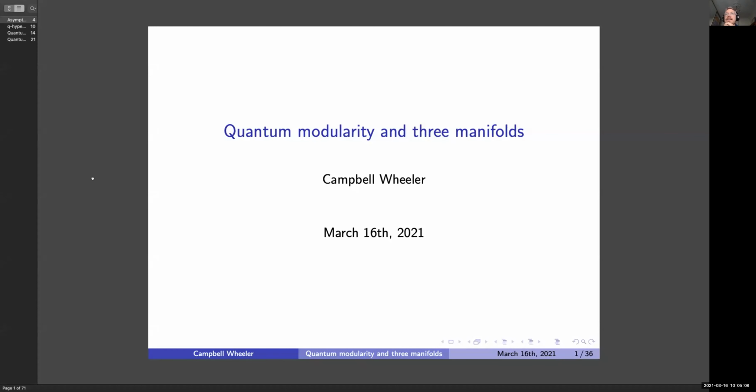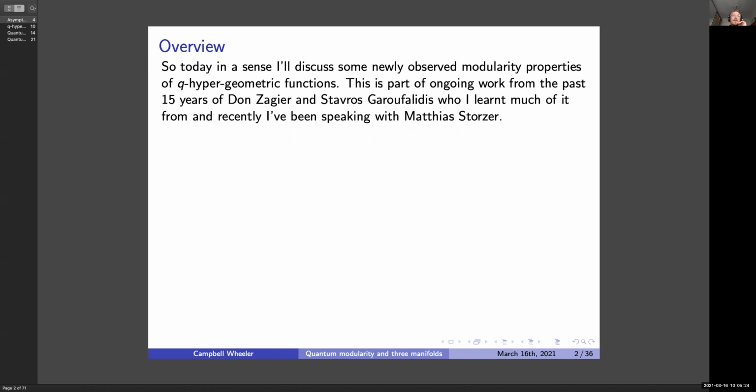So today I'm going to talk about new perspectives on quantum modularity that have come up in the last couple of years, and then how this relates to three manifolds. Roughly, this new quantum modularity is something that's been observed for quite general classes of q-hypergeometric functions.